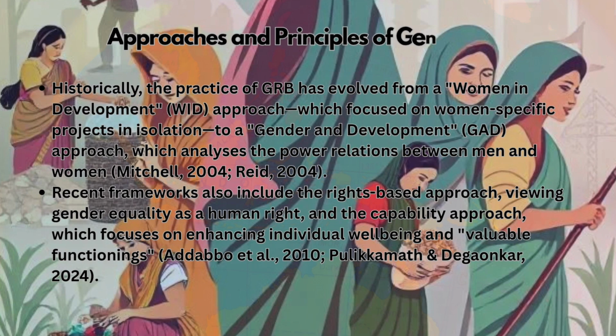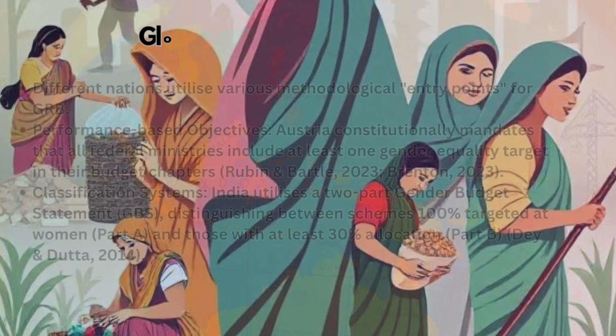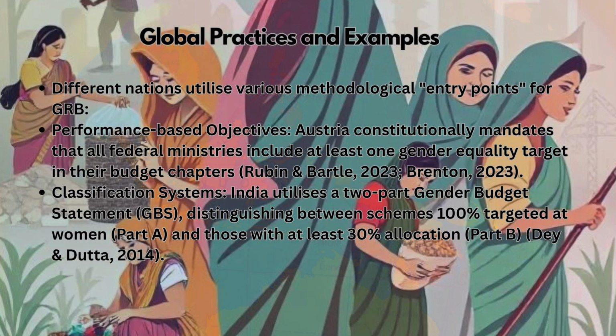So, historically, the practice of gender responsive budgeting has evolved from a Women in Development, we call it WID in brief, approach, which focused on women-specific projects in isolation, to a Gender and Development, GAD, approach, which analyzes the power relations between men and women. Recent frameworks also include the rights-based approach, viewing gender equality as a human right, and the capability approach, which focuses on enhancing individual well-being and valuable functionings. Now, let us consider some of the global practices and examples.